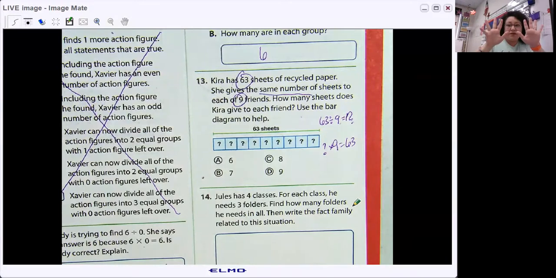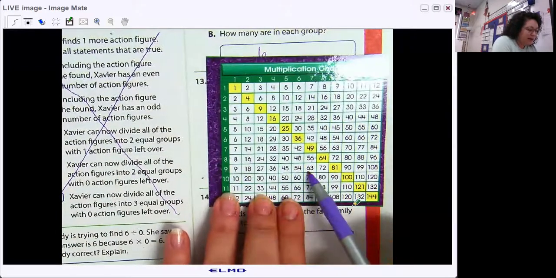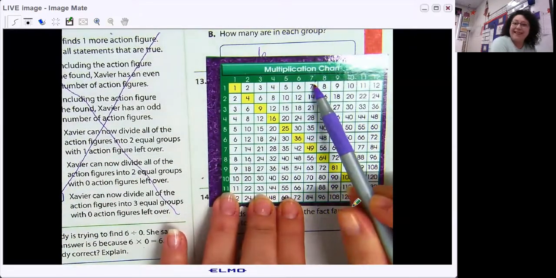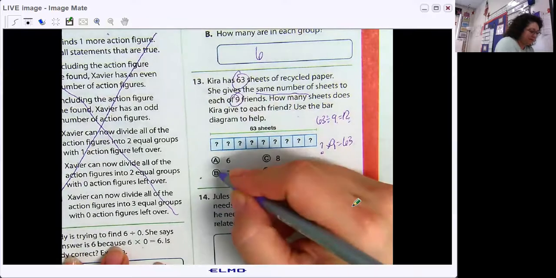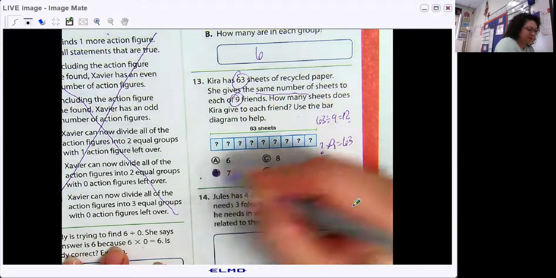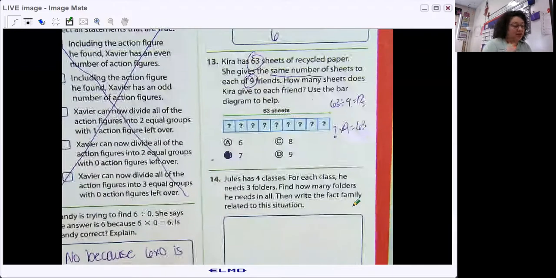So you might even use your fingers until you get 63. You can do it that way. Just keep testing. You can know it in your head. You can use your multiplication chart. 9, 63, up, and I land on 7, just like when I use my fingers to get 63, 7. Again, you should have all these answers already. I'm just checking with me.